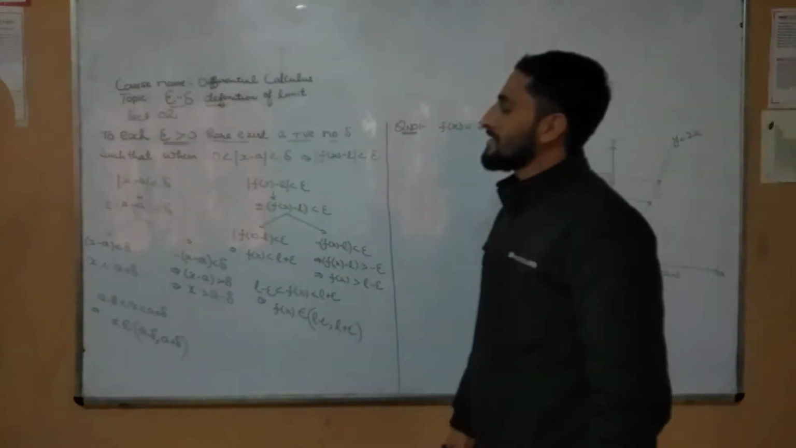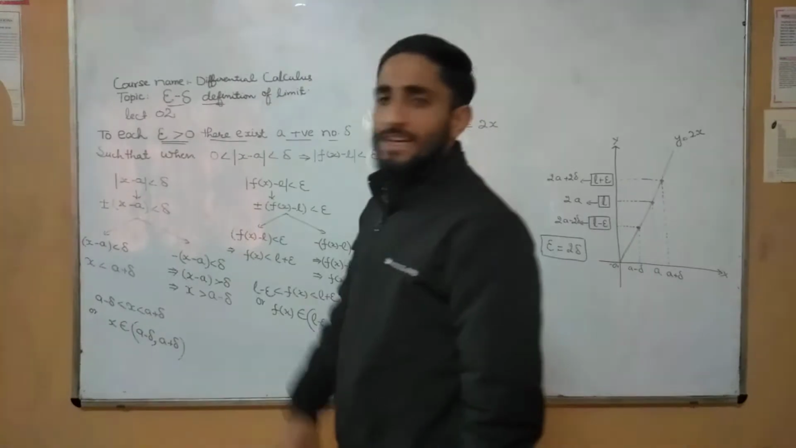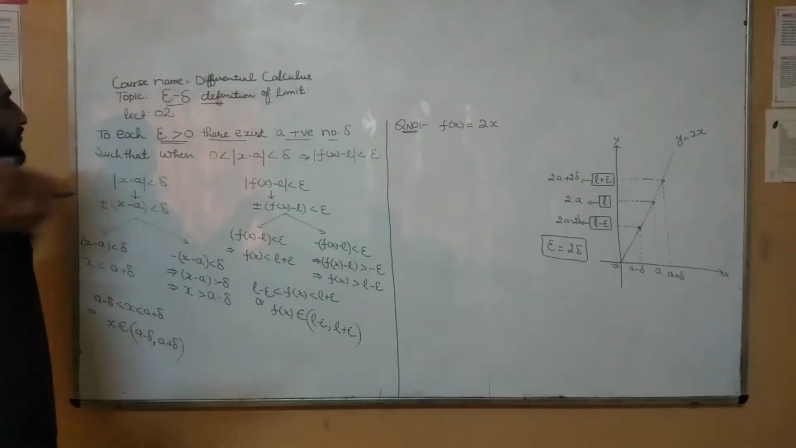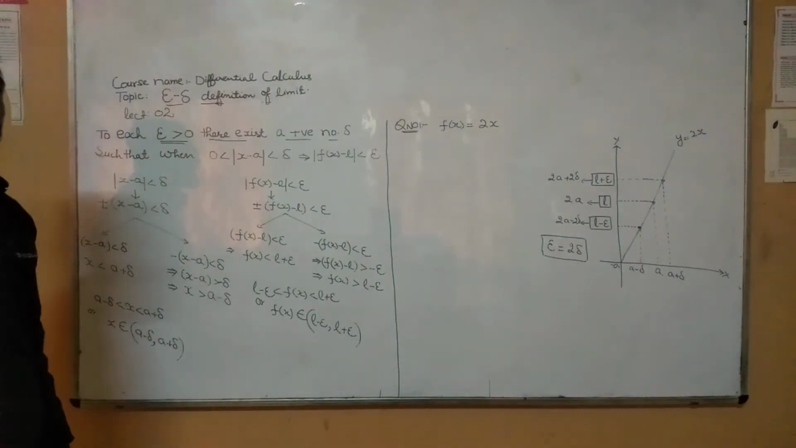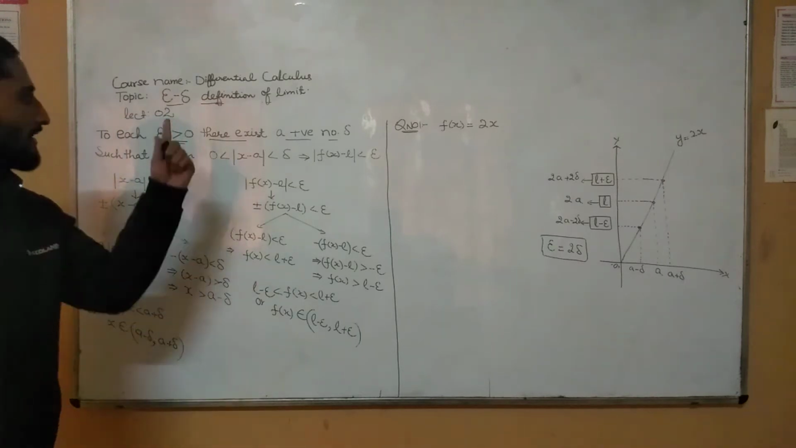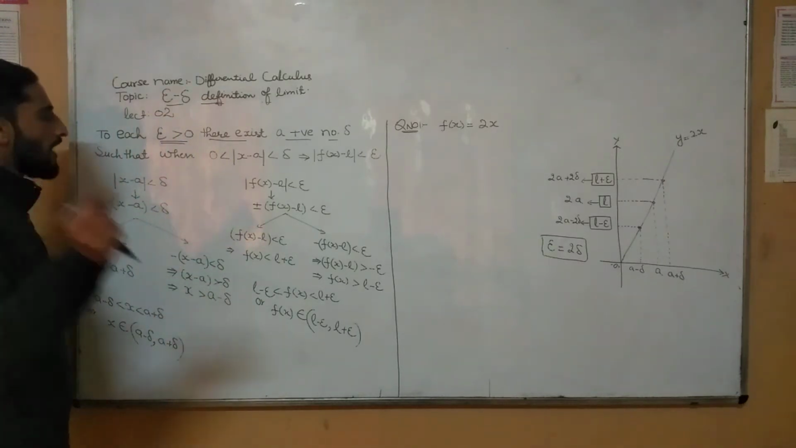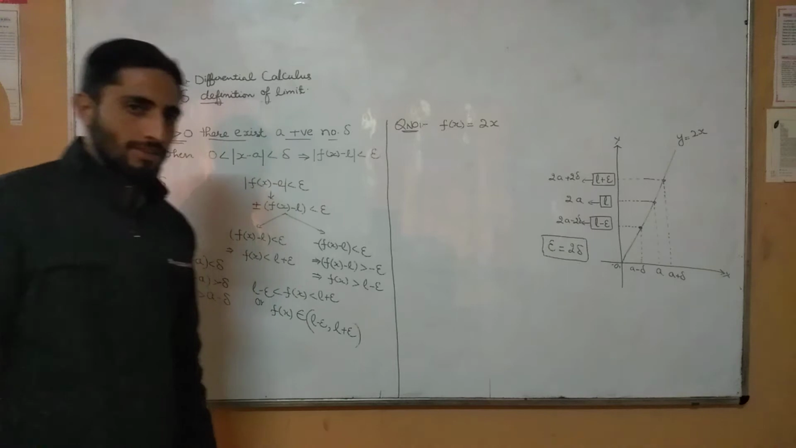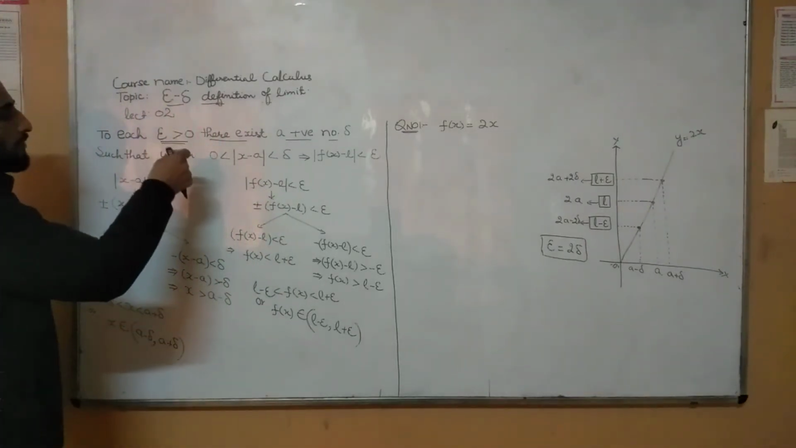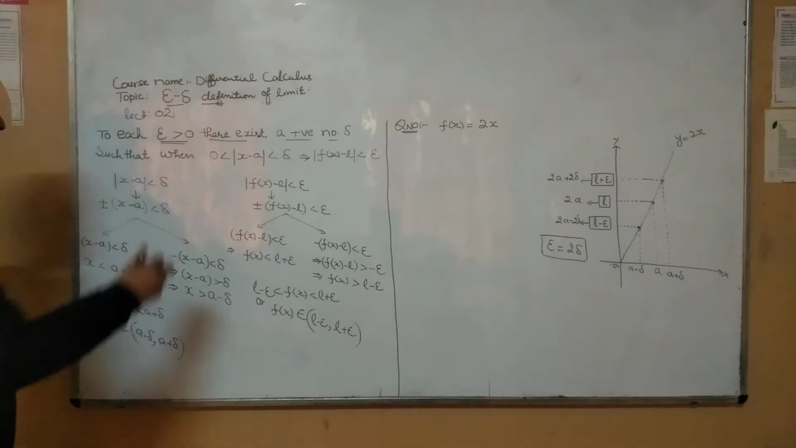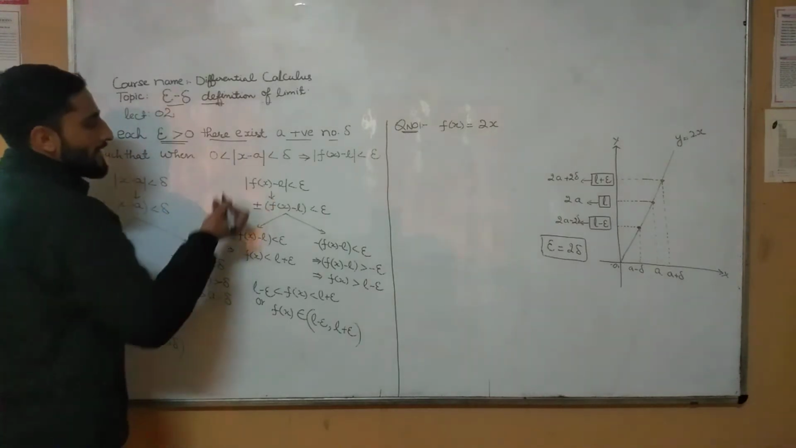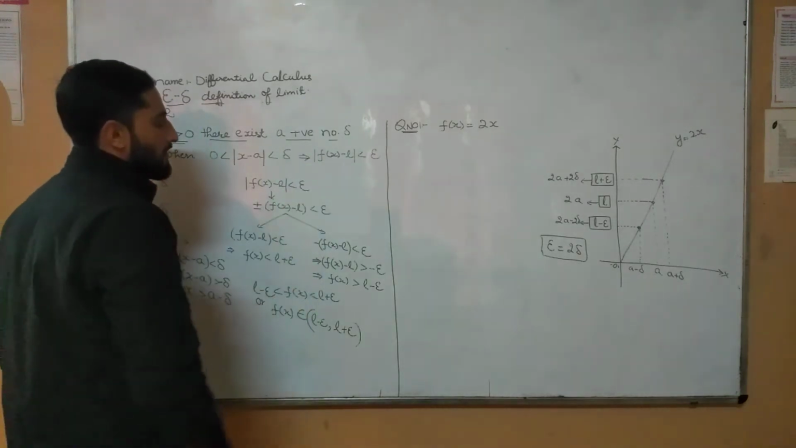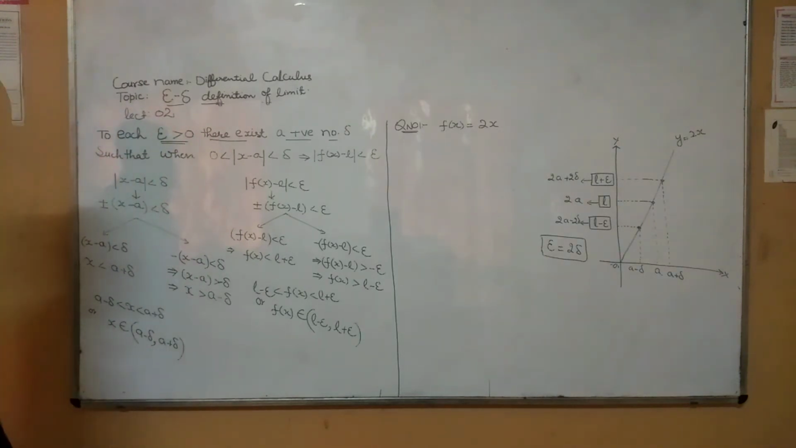Today we are discussing the epsilon-delta definition of limit. In the last lecture we talked about this definition also, but in this particular lecture we will see how epsilon and delta are related with each other. So now we discuss in detail what exactly is |x - a| < delta and what exactly is |f(x) - L| < epsilon.